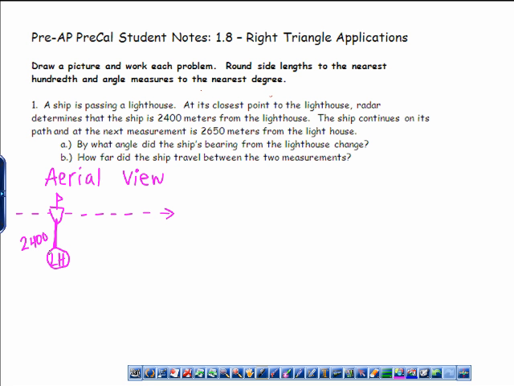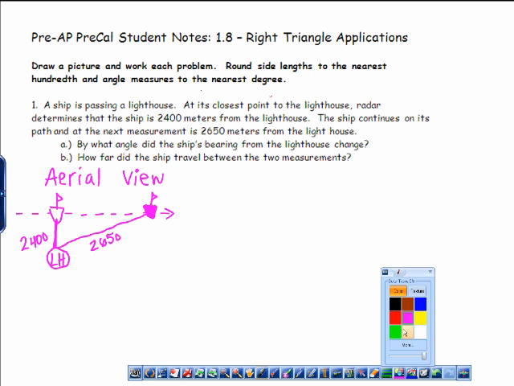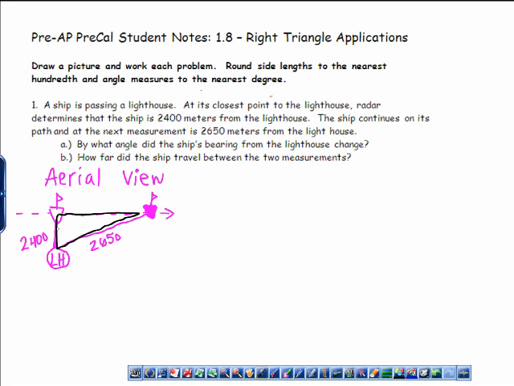Then it says the ship continues at its path, and at its next measurement, let's put this right here, and I'll darken this ship in. This will be the ship at the next measurement. We've got a longer distance, which makes sense: 2,650 meters. Hopefully you can see the right triangle. Let me darken it in black, just to make sure that everybody understands. We've got a right triangle. We know that the hypotenuse is 2,650 and one of the legs is 2,400.